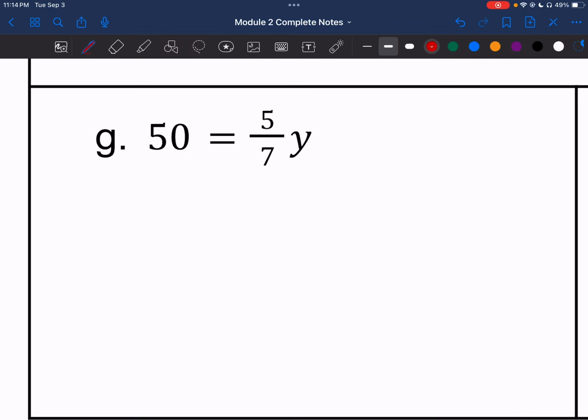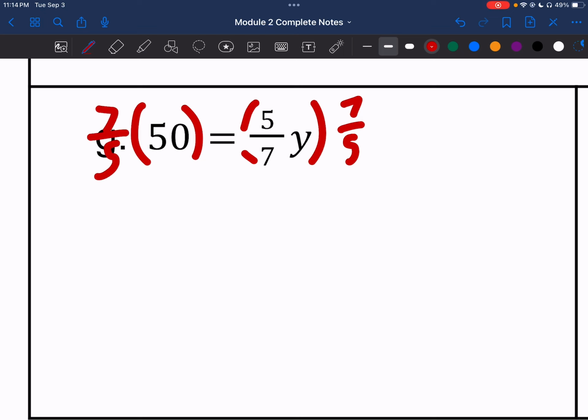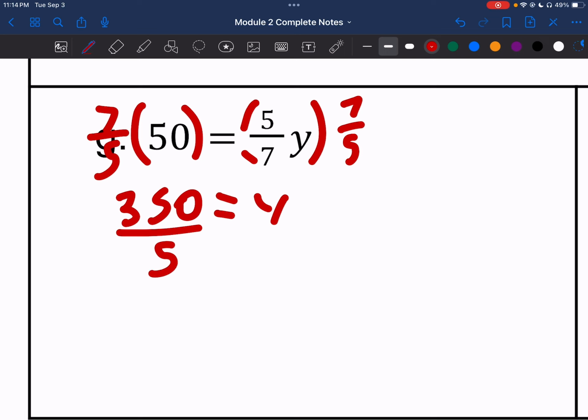Letter G. Again, we have a fraction here, so we're going to work with the reciprocal. It does not matter that the term you're isolating is on the right side this time. We're going to do the same steps. We have 7 over 5 on both sides. So we get that y is equal to 350 over 5, right? 7 times 50 is 350, divided by 5. And then when I simplify that fraction, y is simply going to be equal to 70.